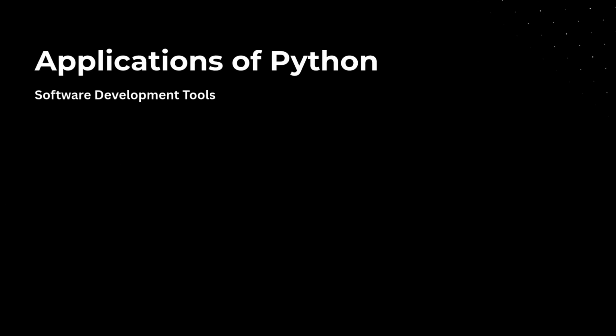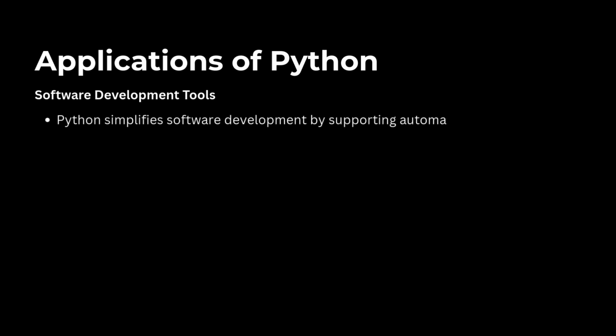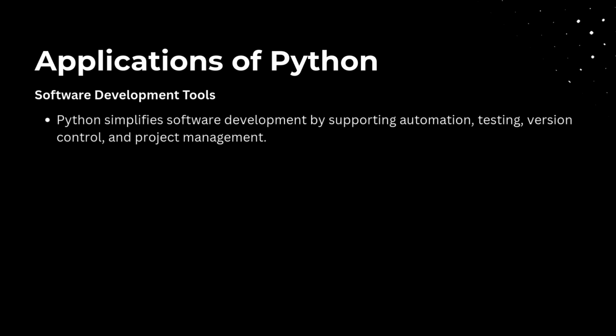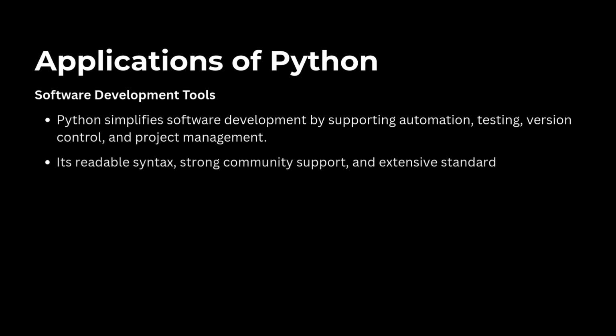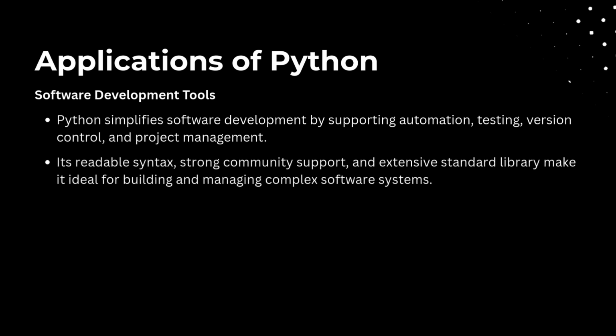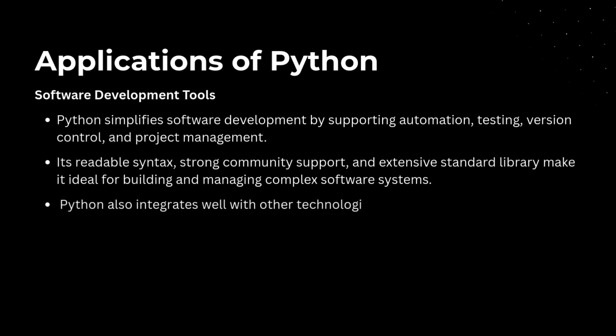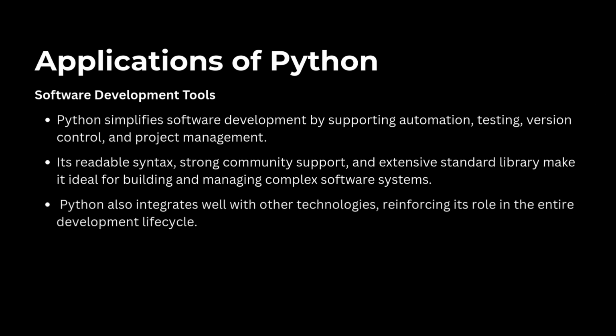Next is software development tools. Python simplifies software development by supporting automation, testing, version control, and project management. Its readable syntax, strong community support, and extensive standard library make it ideal for building and managing complex software systems. Python also integrates well with other technologies, reinforcing its role in the entire development lifecycle.